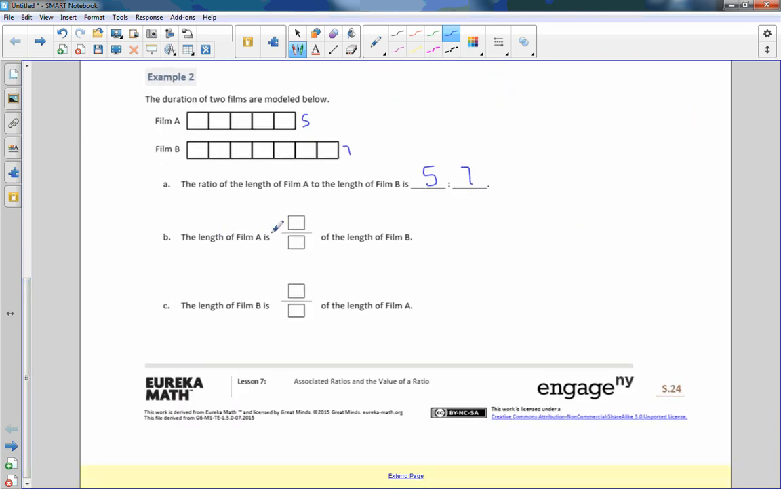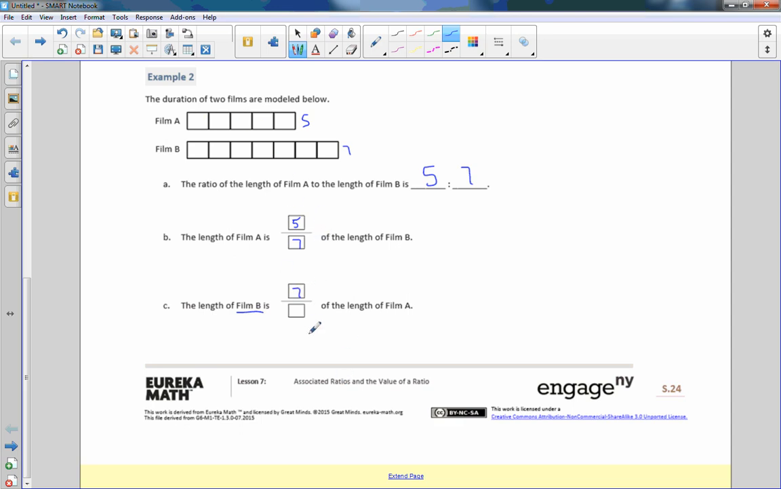Okay, the length of film A is, so now we're going to make it a fraction just like the last problem. The first number in your ratio is your numerator, and the second number is your denominator. Just like looking at the tape diagram, the top number stays on top, the bottom number goes in the denominator. And then it says the length of film B is what fraction of the length of film A. So the thing we are talking about first always goes in the numerator. So now the length of film B is going to come first. So that's 7.